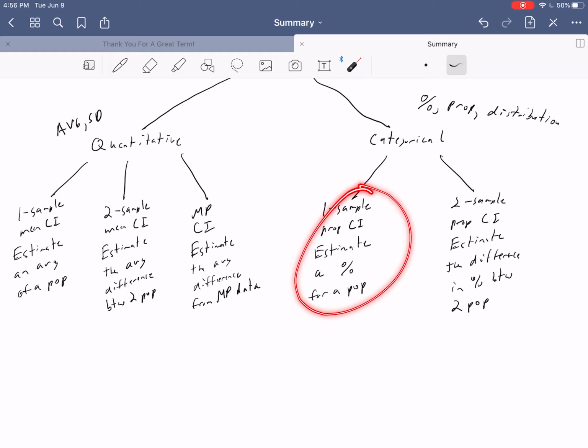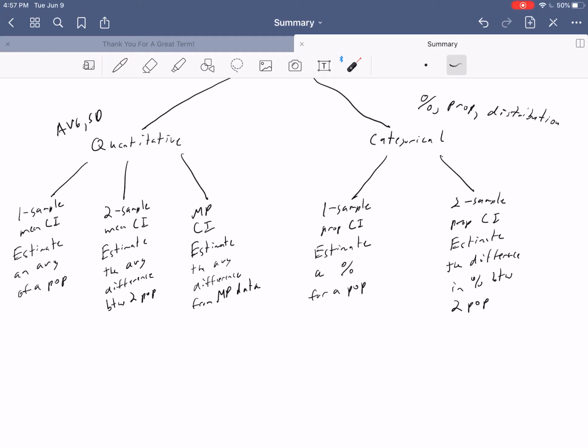So there we go. We now know what the categorical confidence intervals are doing. They're always trying to estimate a percentage. One sample proportion is if you want to estimate a single percentage. Two sample proportion is used if you want to estimate the difference in percentage.